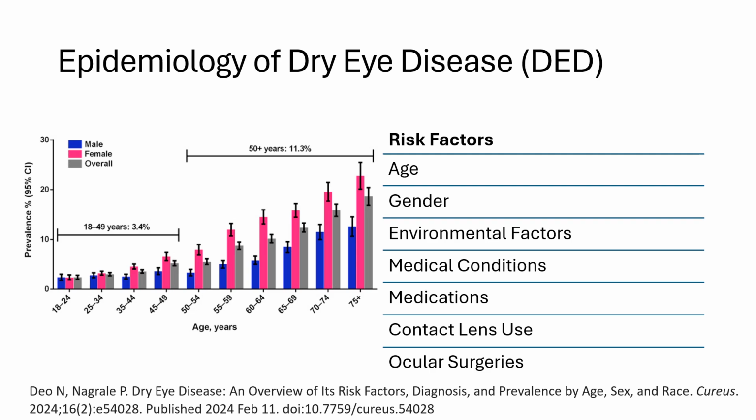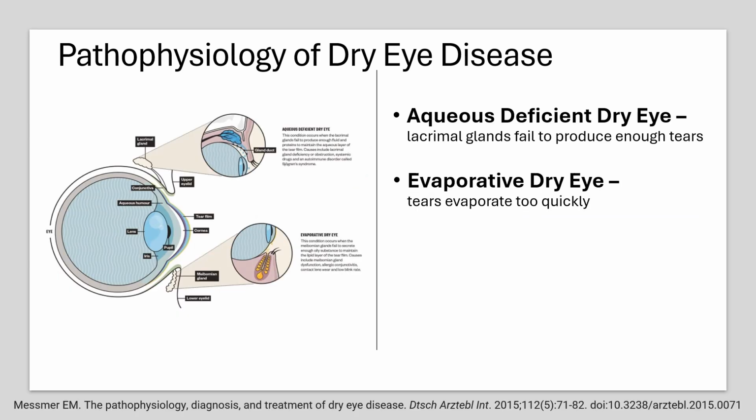Overall, dry eye disease is a common condition and it does have some considerable variability in prevalence due to age, gender, geographic location, and individual risk factors. Dry eye disease develops when the eyes are unable to produce enough tears or when the quality of tears is poor, leading to insufficient lubrication of the eye surface. The two types of dry eye disease include aqueous deficient dry eye. Here, the lacrimal glands fail to produce enough tears. And evaporative dry eye. This is the more common type where the tears evaporate too quickly.